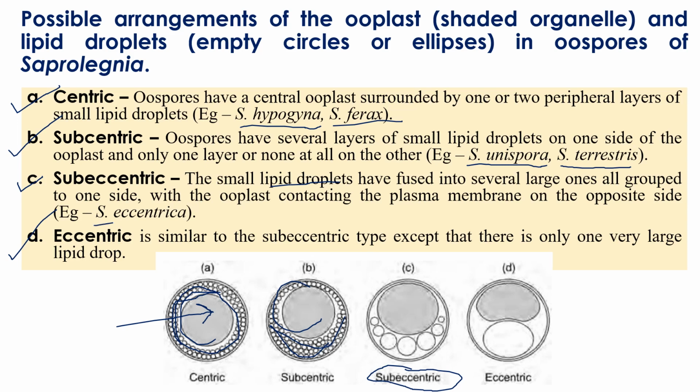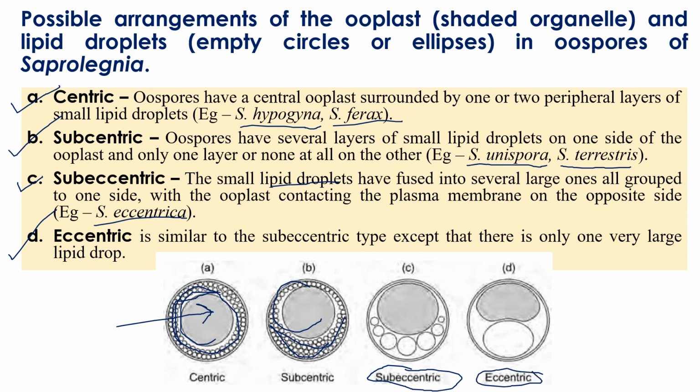An example is Saprolegnia eccentrica, and the last one is eccentric. Here all the droplets combine together and become almost a very big size, almost equal to the ooplast, and push the ooplast to one corner by creating a little bit of pressure. This kind is known as eccentric.